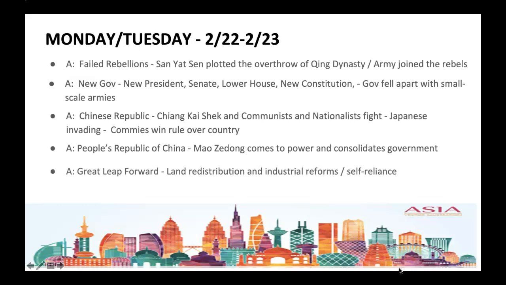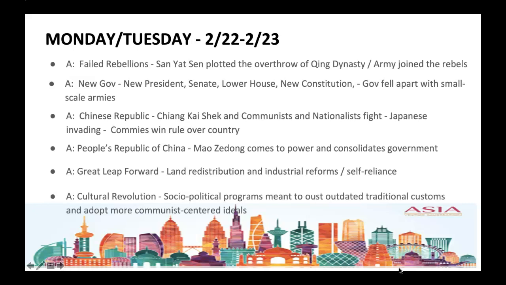Mao's policies, however, had mostly negative impacts on China. The Great Leap Forward, for example, although it was designed to move China forward economically, implemented policies of land redistribution and industrial reforms which proved to be problematic. And of course, this whole notion of economic self-reliance was hard to bring to fruition. Additionally, the Cultural Revolution was implemented by Mao, a socio-political program meant to oust outdated traditional customs and adopt more communist-centered ideals. This would prove to be incredibly problematic as Mao would seek to systematically root out old customs, old ideas, old habits, and more to make China more like a communist mecca than anything. Mao's policies and the communist years on China and Asia in particular would have huge long-standing ramifications for years to come. Let's move on to the next question of the day.